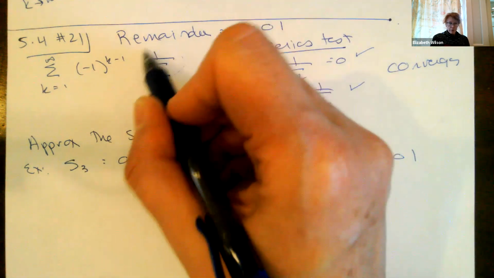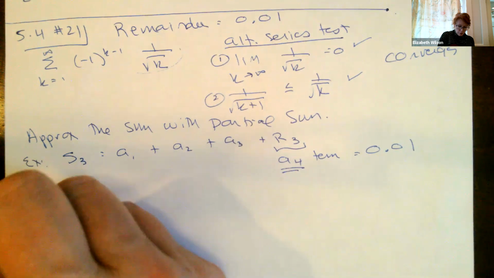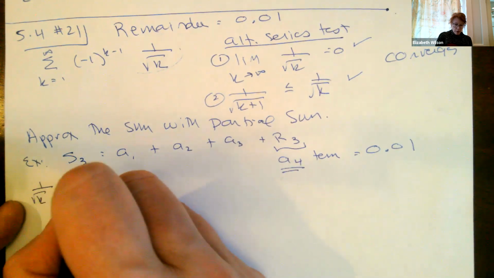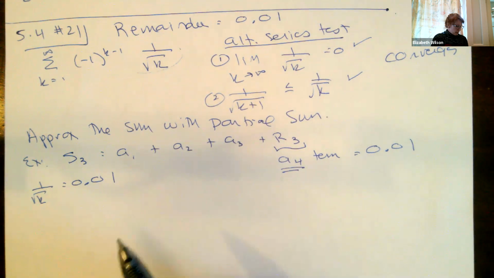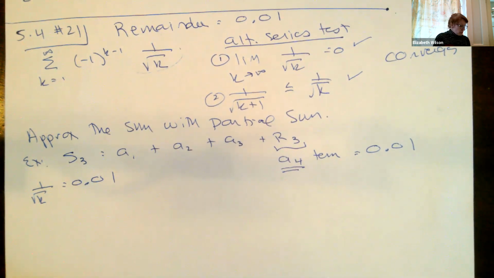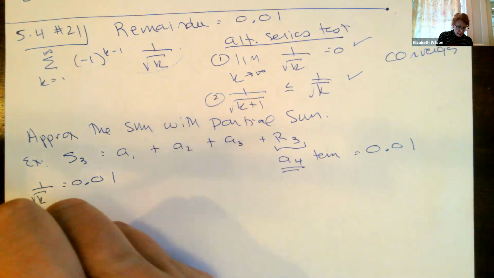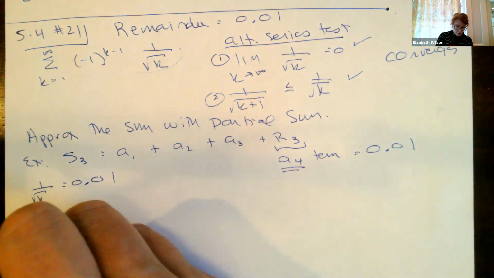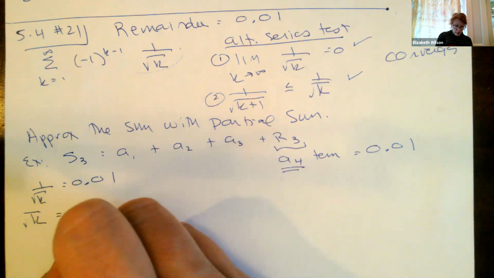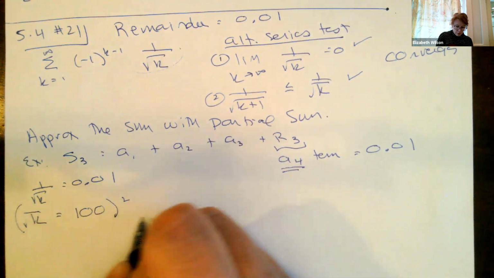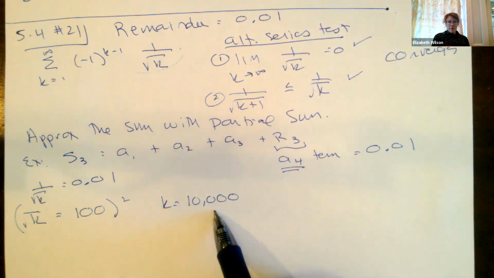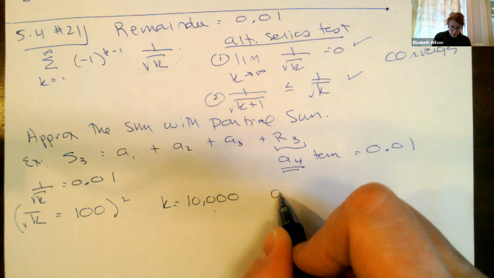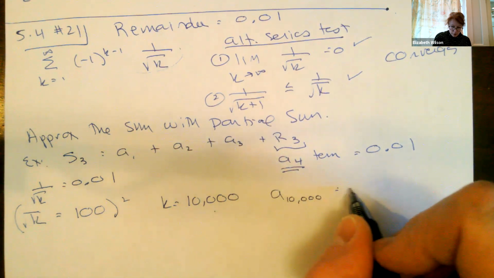So I know that I'm dealing with 1 over radical k, and I want that to be equal to 0.01. I know this is plus or minus, because there's an alternation happening here, but I just need the absolute k value that's going to give me 0.01. So I'm going to cross multiply, and I get square root of k is equal to 100. I square it, so k equals 10,000. So this is the k value. A sub 10,000 is going to equal 0.01.